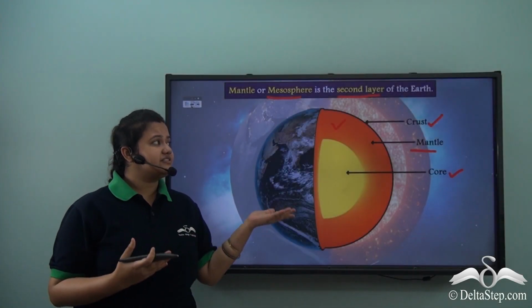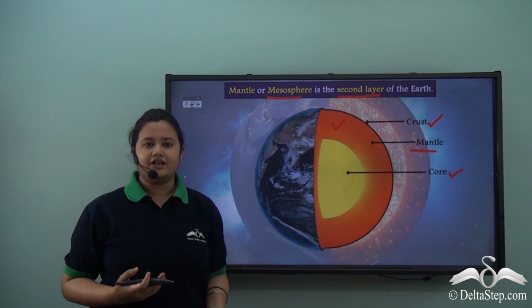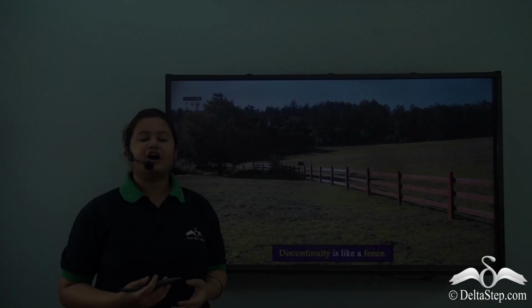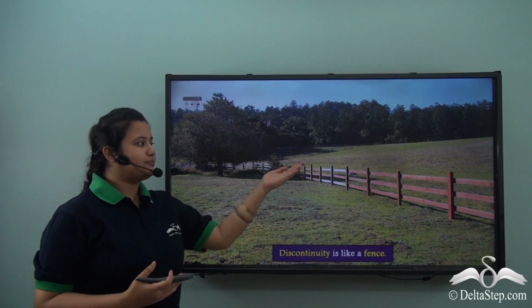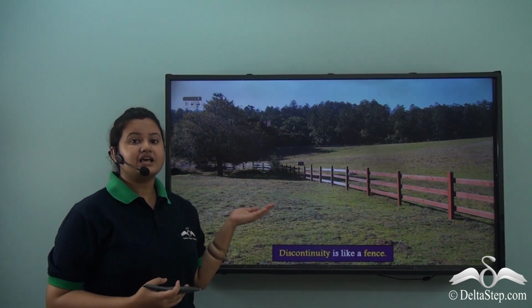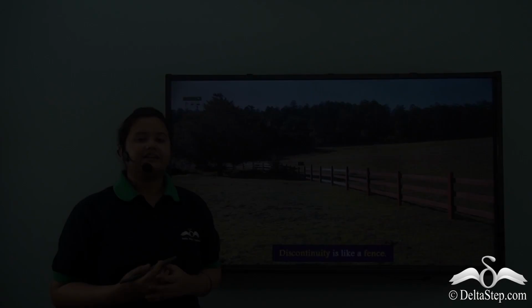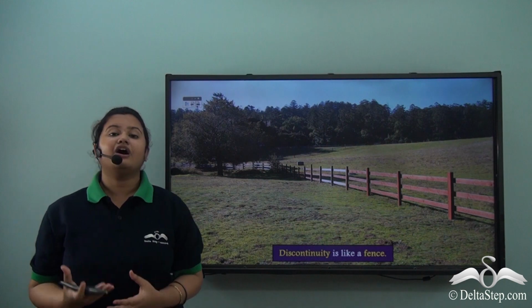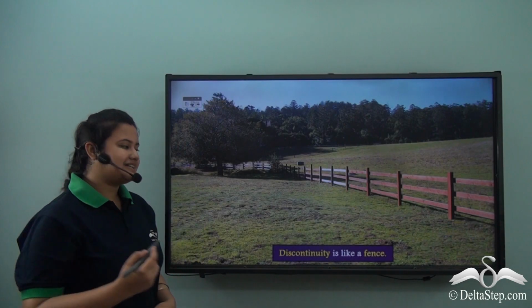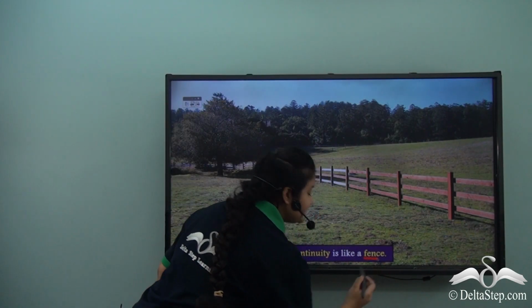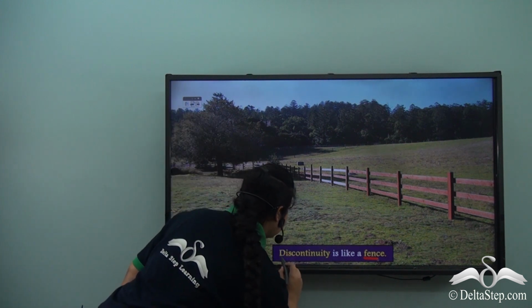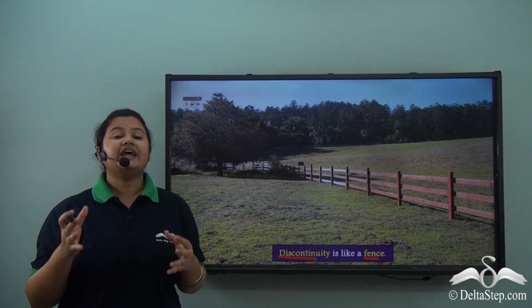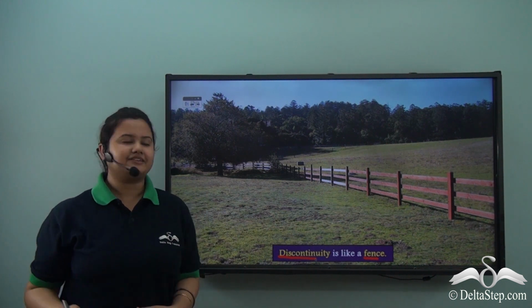Now, what divides mantle from crust? Think of a fence. A fence acts as a separation between two fields or two farmlands. That is, it distinguishes two private properties like a field. So, just like a fence, discontinuity acts as a separation between different layers of the earth.